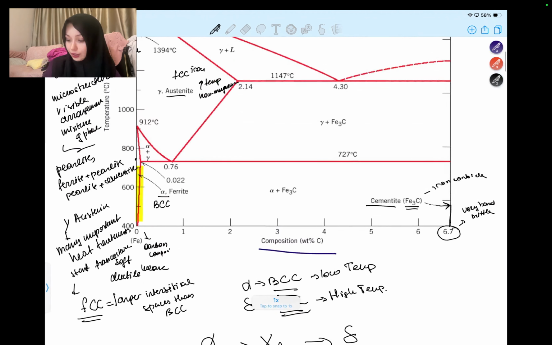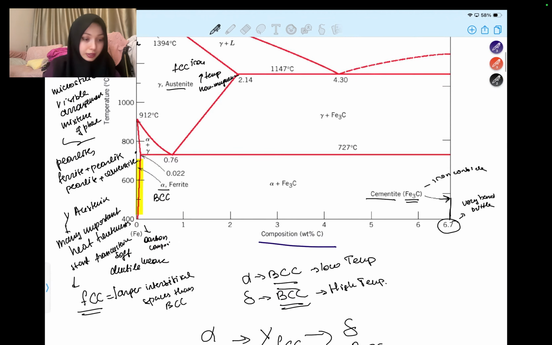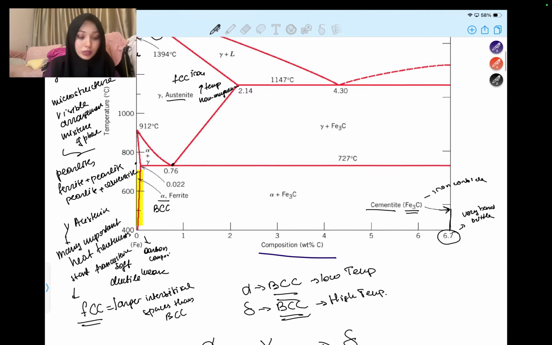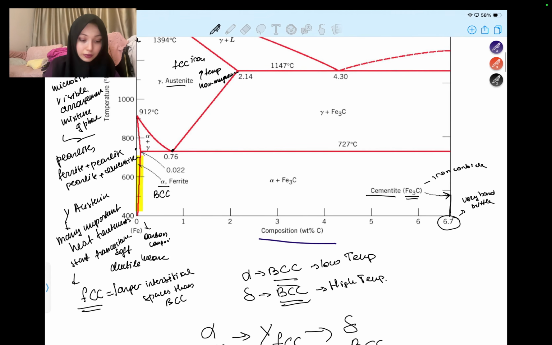And then here we have the eutectoid reaction. It is basically, we can say, the most important reaction in steel. So the eutectoid reaction, as you can see, happens at 0.76 carbon composition, and the temperature is given here at 727 degrees Celsius. So what happens?